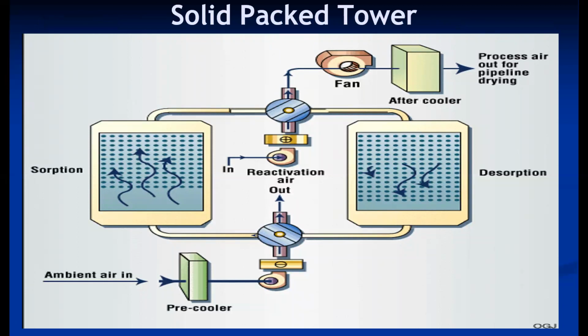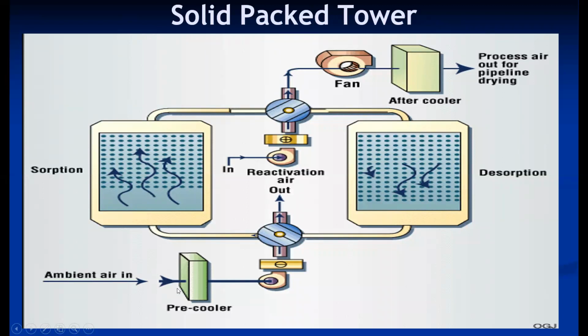Then the solid desiccants are also used in towers. So again, it consists of the solid pack tower. It consists of two towers, and both towers are filled with the solid desiccant material. These towers are used alternately for sorption and desorption process. Now, in the first cycle, this tower is used for sorption process.